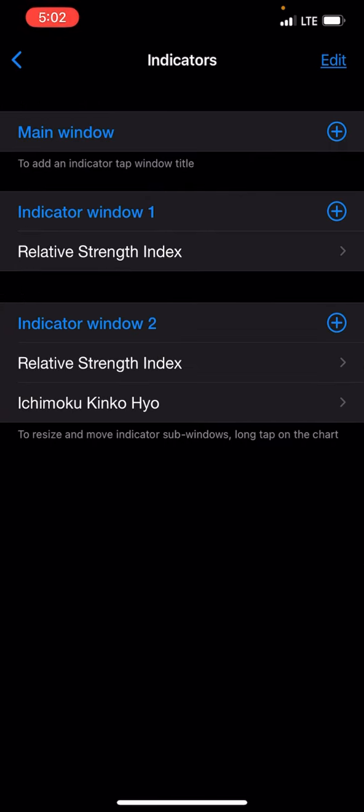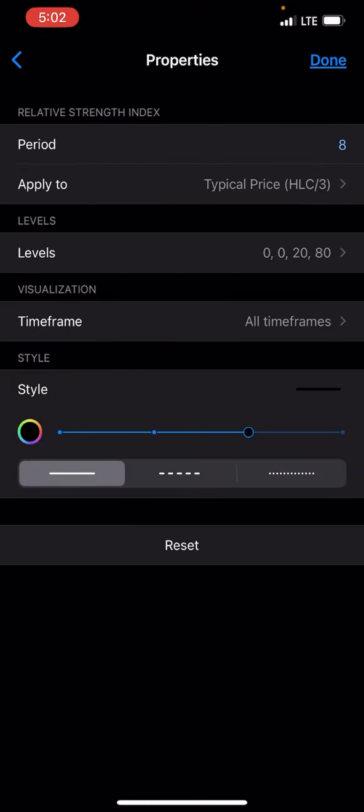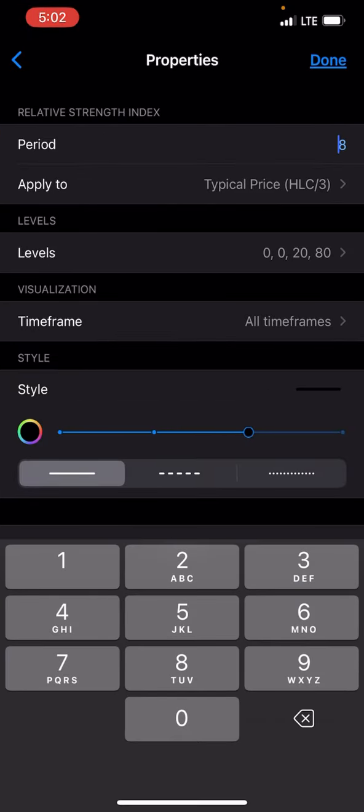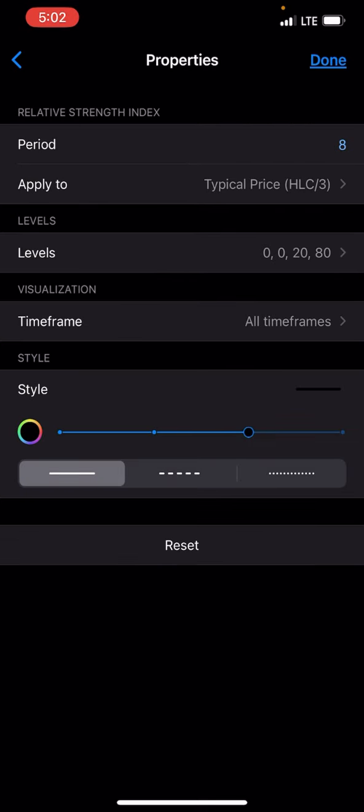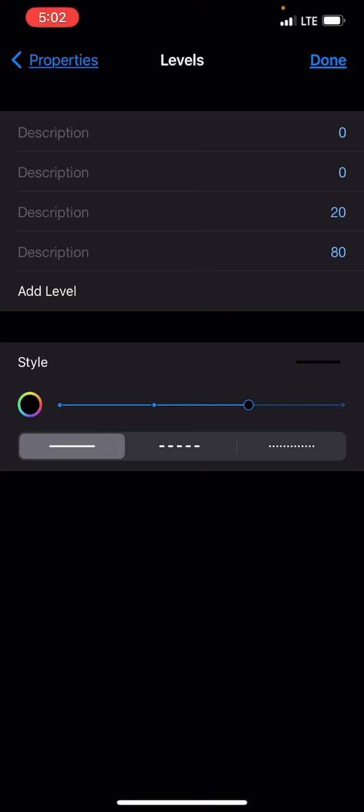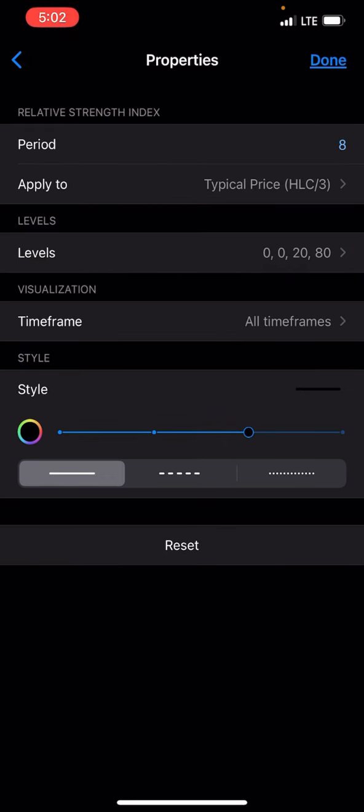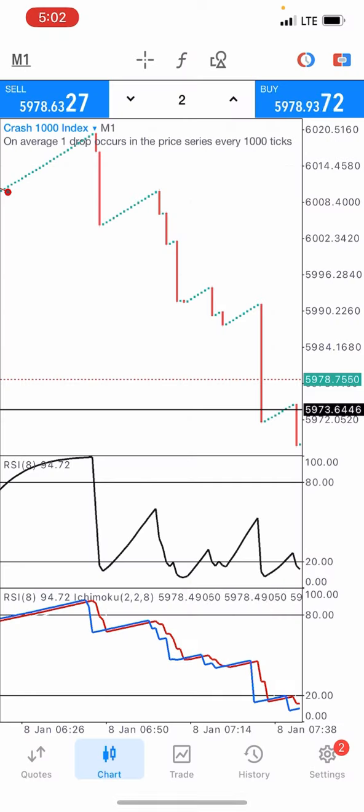Okay, so the first thing you need to bring in will be the RSI. The period here is 8. Apply to typical price. Levels here, we have level 20 and 80. Then the color here, I'm using black. If your chart has a black background, you should use white so that it will be obvious and seen on your chart. You click on done.